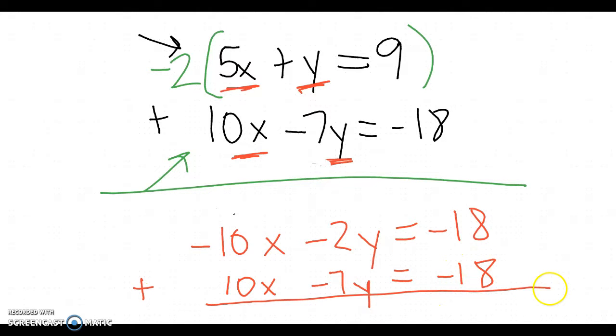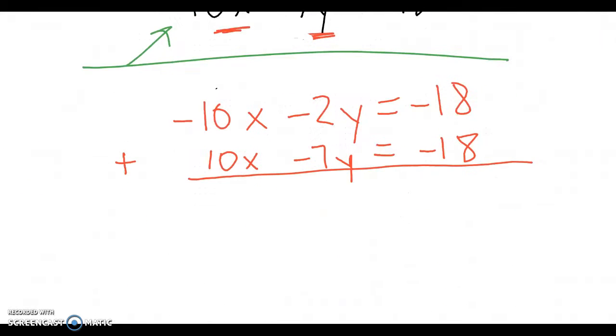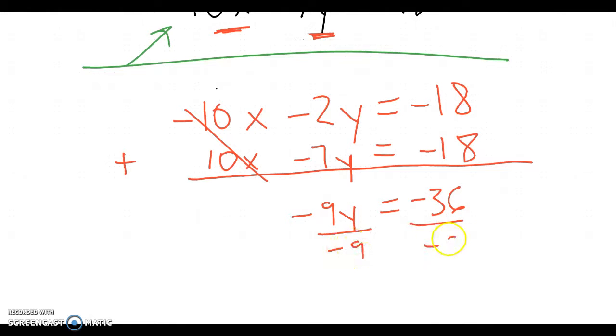And now I'm just going to add this straight down. So when I add it straight down, because now they're opposites, those things will cancel. I'll get negative y is equal to negative 36. And when I divide, I'll get that y is equal to 4.